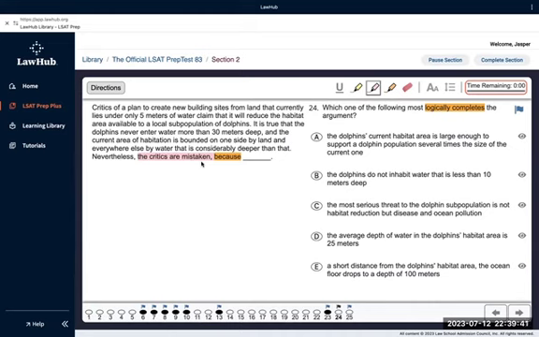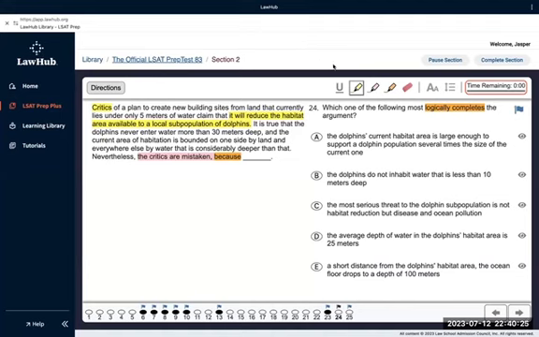All right, so critics of a plan to create new building sites from land that currently lies under only 5 meters of water claim that it will reduce the habitat area available to a local subpopulation of dolphins. Okay, so they claim this, right? That's what the critics claim. And the conclusion is that they are mistaken. And we have to say why. It's true that the dolphins never enter water more than 30 meters deep, right? And this land is 5 meters.